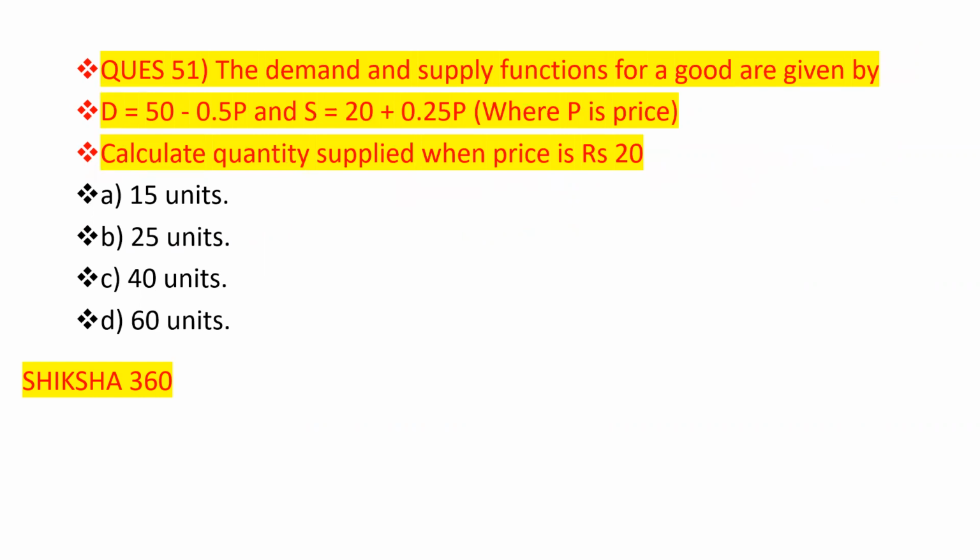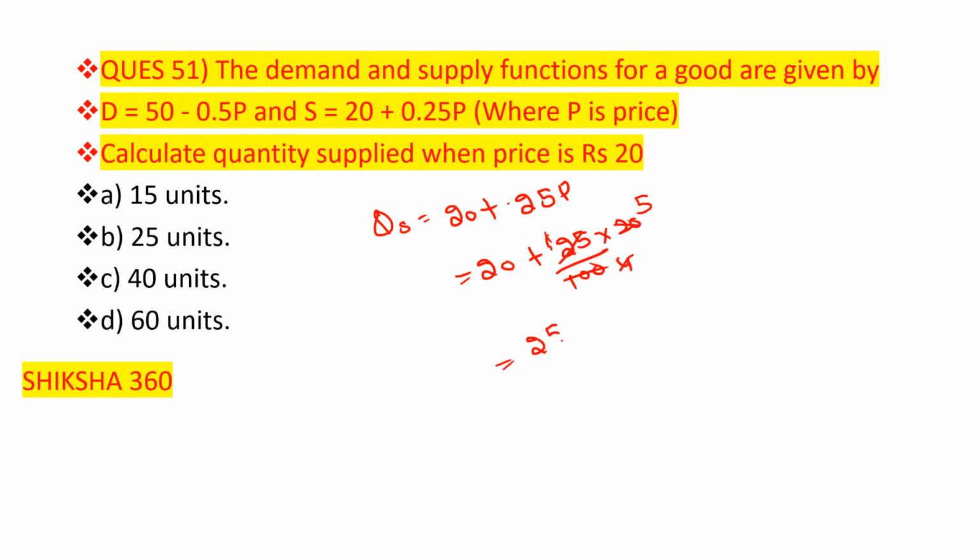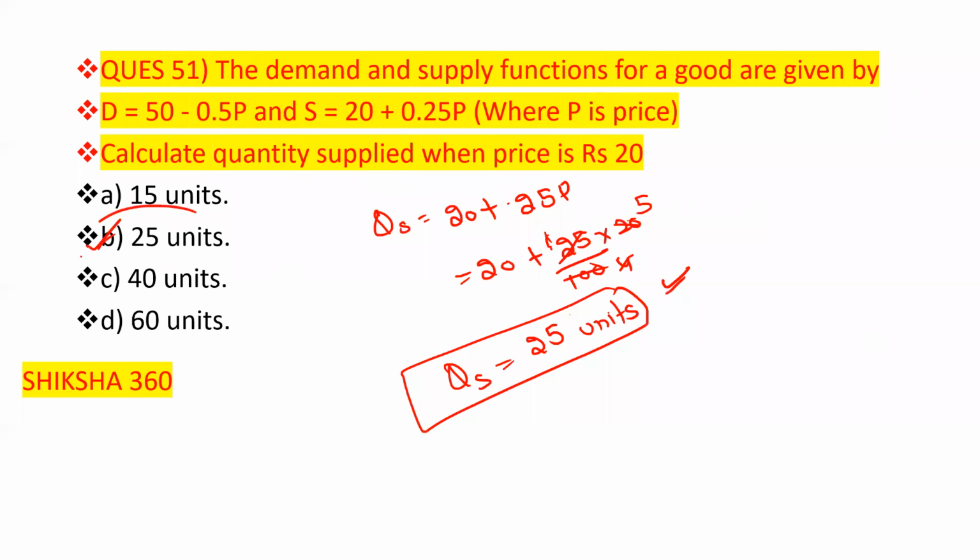They are saying the same thing, but now they are asking the quantity supplied. In the earlier question they asked the quantity demanded, and here they are asking what is the quantity supplied. So quantity supplied is 20 plus 0.25p, which is 20 plus 0.25 into 20, so 20 plus 5 is equal to 25 units. Quantity supplied is equal to 25 units. So option number B is the answer, that is 25 units.